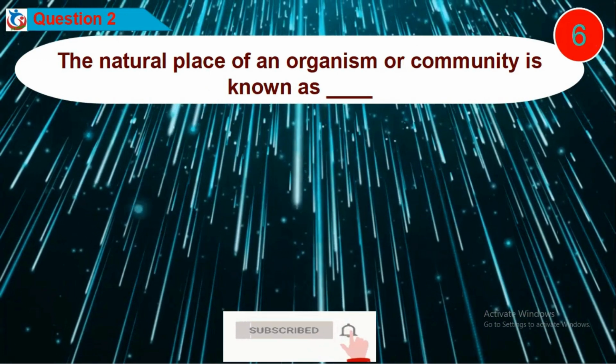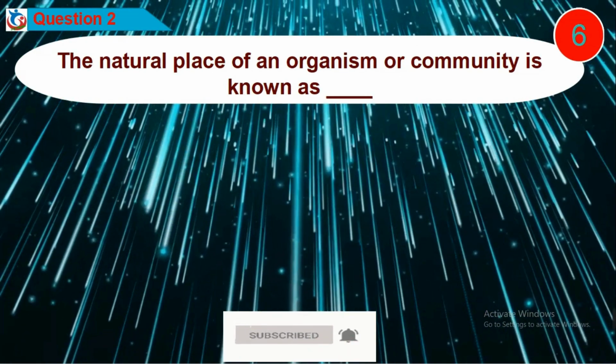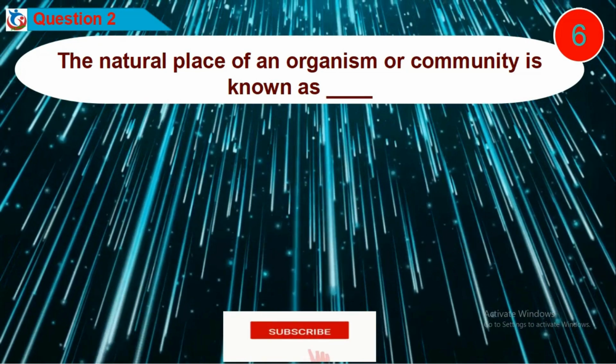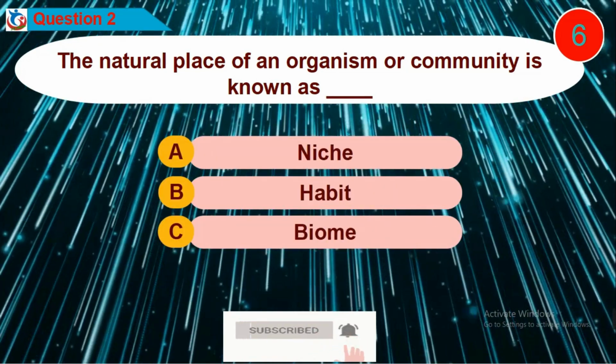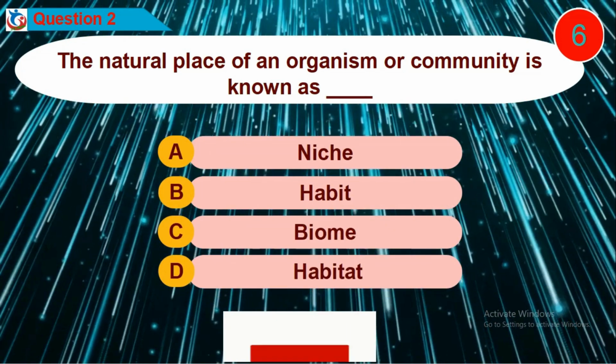Question 2. The natural place of an organism or community is known as dash. Is it option A, B, C, or D?